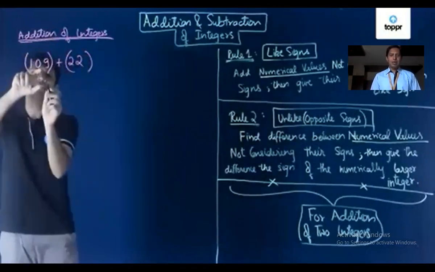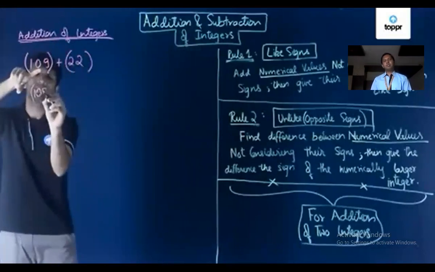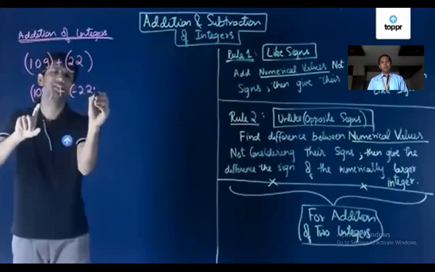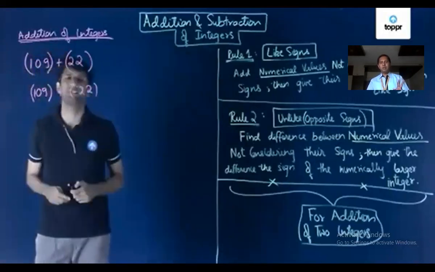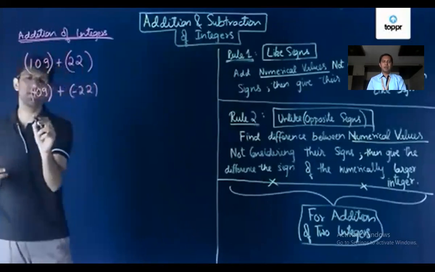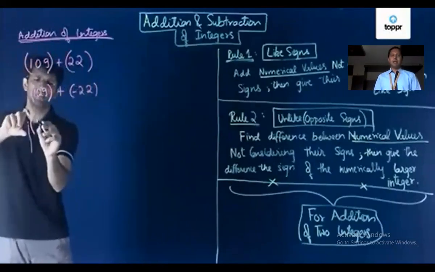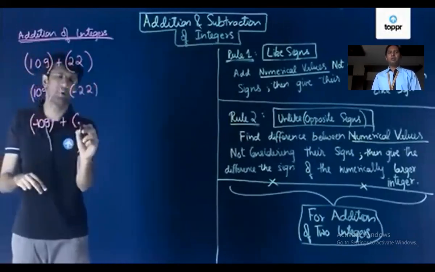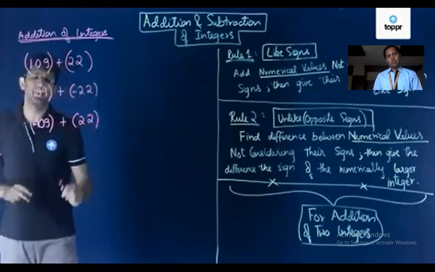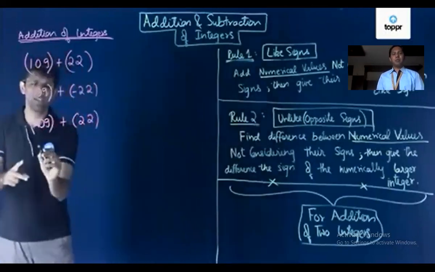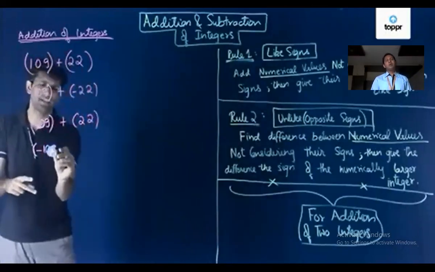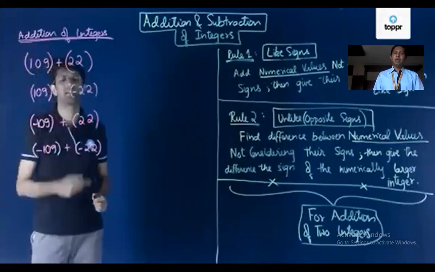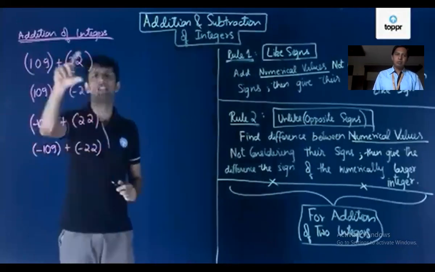Now we'll consider another case, where 109 is positive and the other number, 22, is negative. This is the second case, where the first is positive and the second is negative. In the next case, the first is negative, that is, 109 is negative, and 22 is positive. This is the third case. In the last case, 109 is negative and 22 is also negative. So these are the four different cases in the addition of integers.